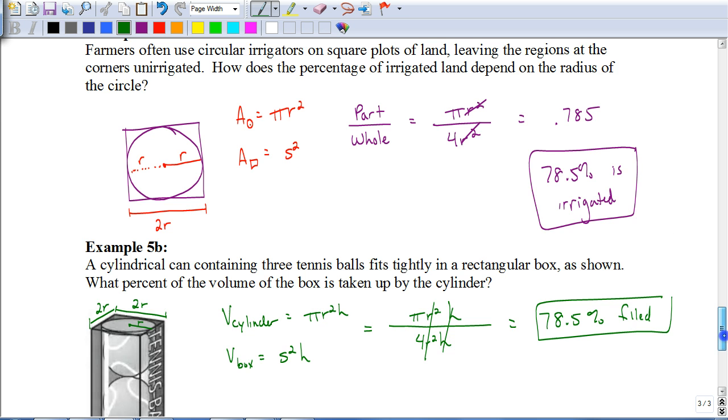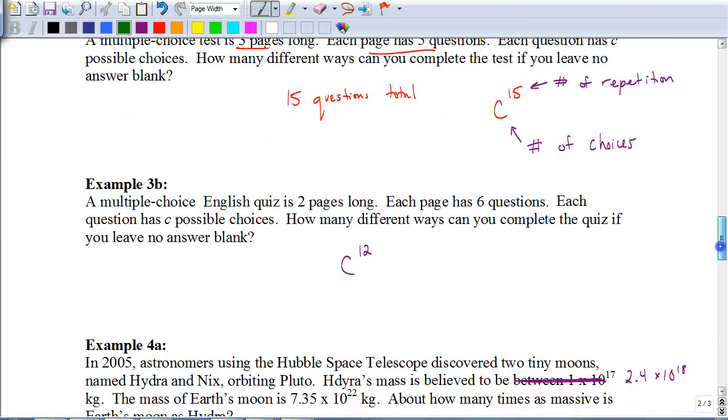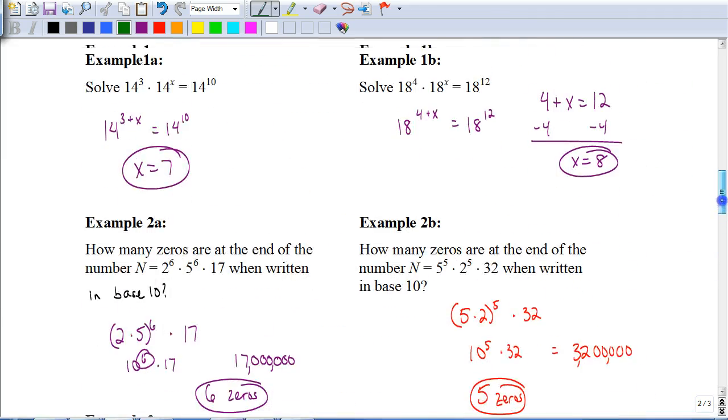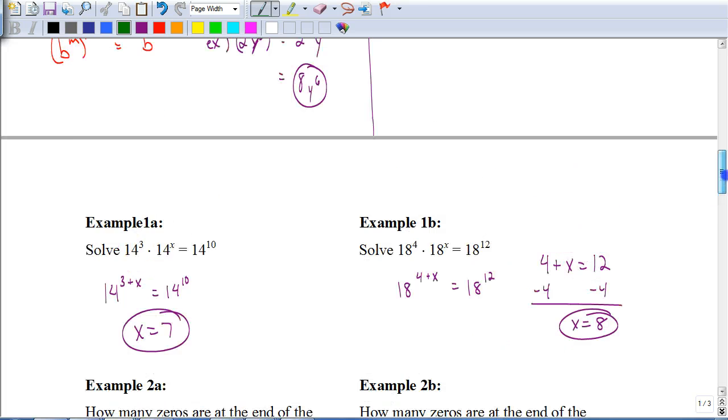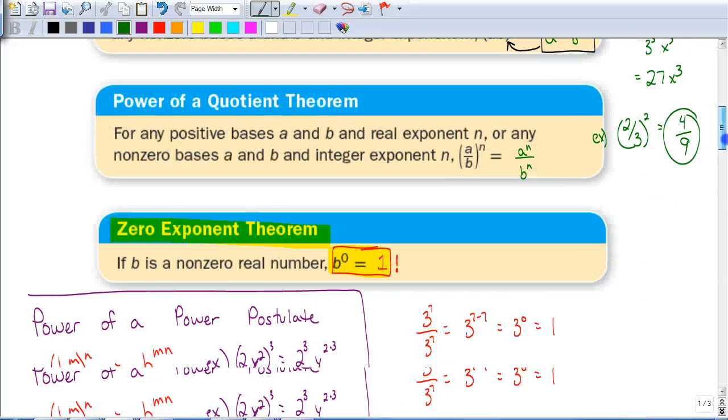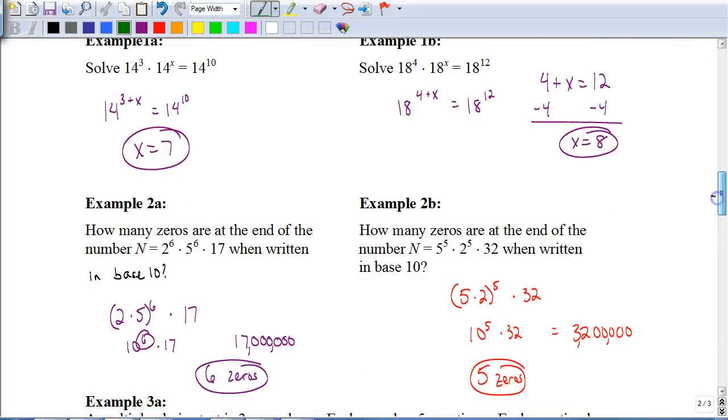Those last two examples are kind of tricky, but we want to emphasize that the most important part of this lesson is these first couple of examples, knowing how to apply all of these theorems and postulates to different situations. With that, good luck on your assignment.